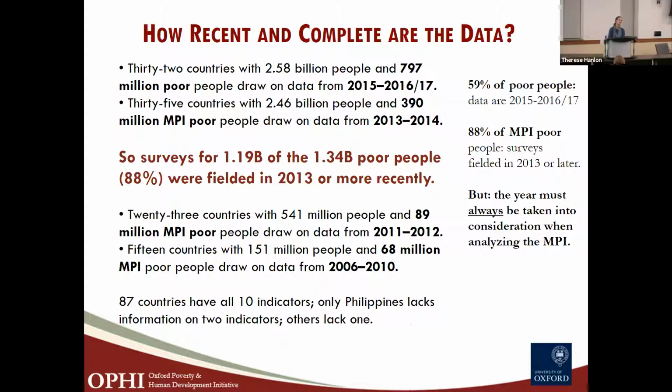Well, the good news is that about 800 million of the 1.3 billion people, their data came from data that was collected, fielded 2015 to 2016-17. So many more than half have data simply from 2015 or later. And then an additional 390 million have data that was fielded from 2013 or 2014. So the countries that have older data sets are not home to a large number of poor people, nearly 1.2 of the 1.3 billion people have data since 2013.